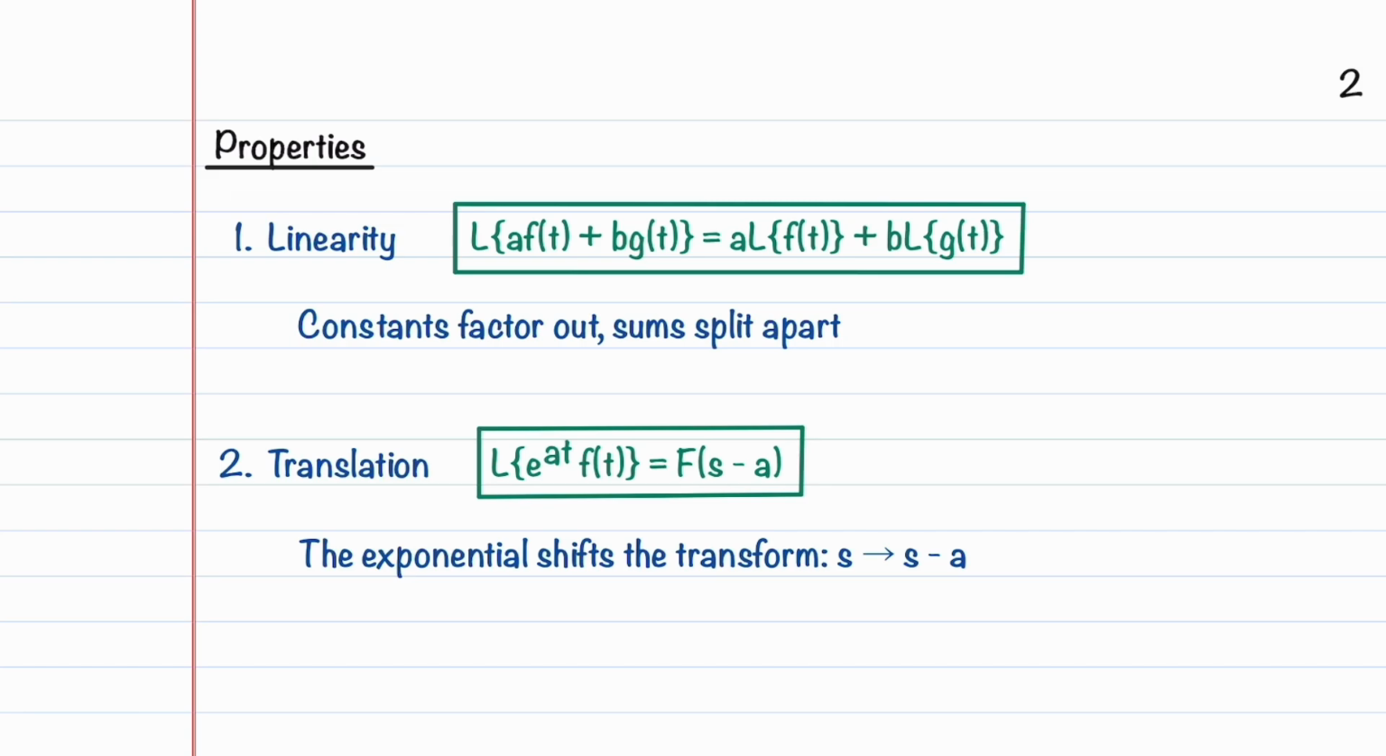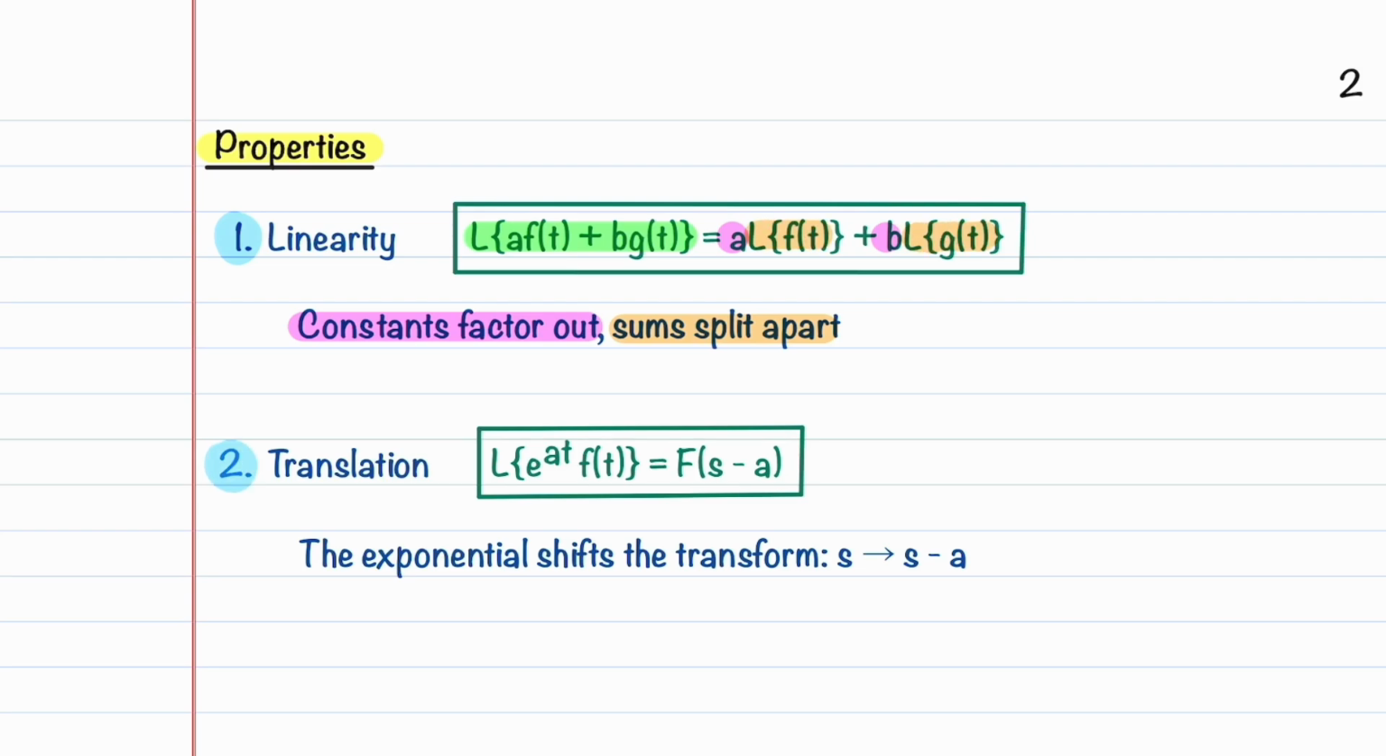Let's now look at two key properties that we're going to need when we compute more complicated Laplace transforms. The first property is called the linearity property. When you're adding two functions that are multiplied by constants, the constants, like the constant a and b, factor out, and then the sums split apart, just like this.